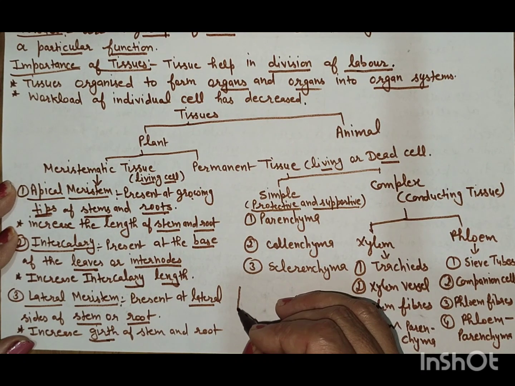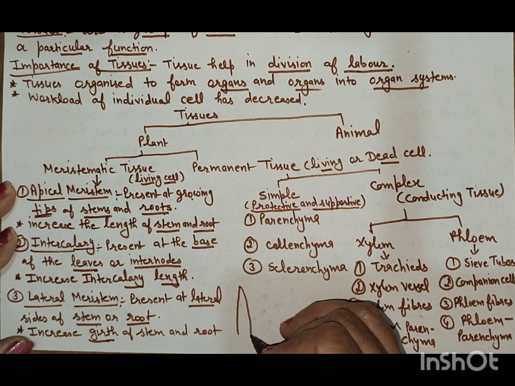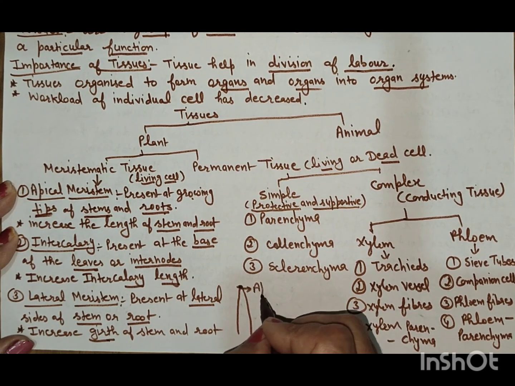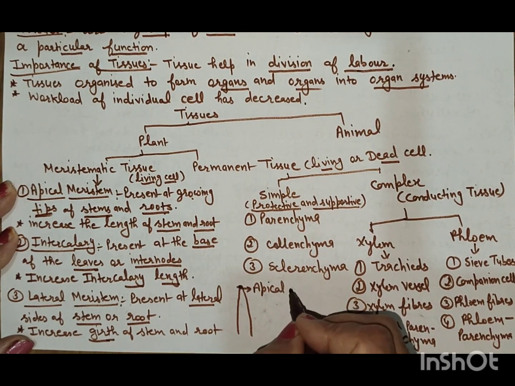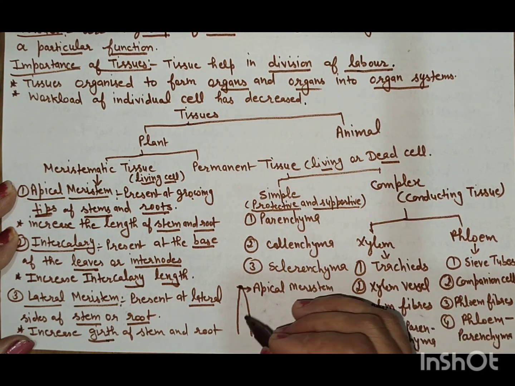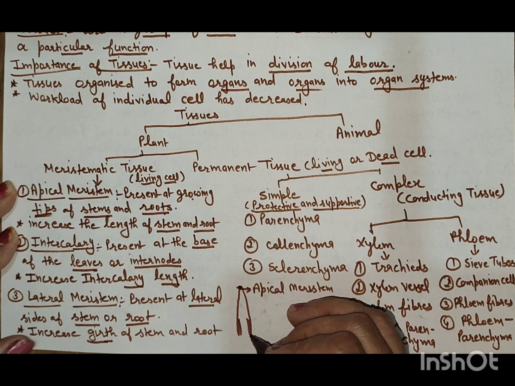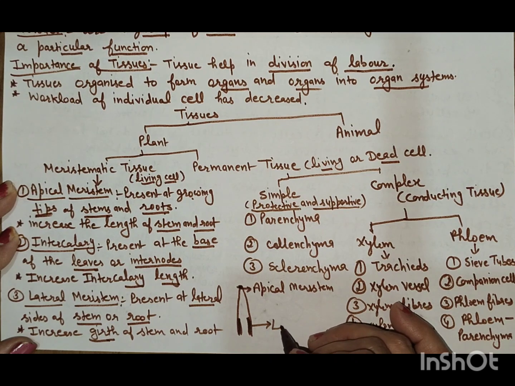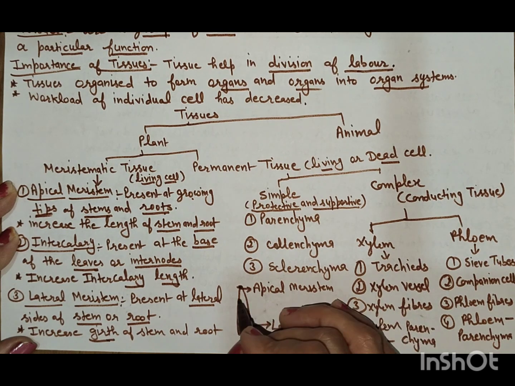You can draw the diagram here. This is the tip of the stem and here the apical meristem is present. If we discuss the lateral meristem, it is present on the lateral sides of the stem, and this is called lateral meristem.